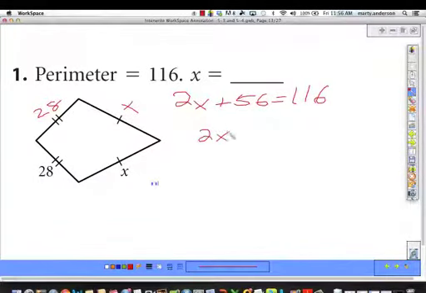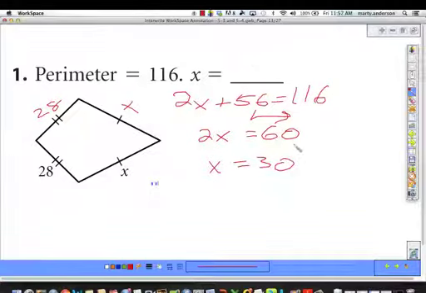Solving, let's move that 56 over. 2x equals 60 if my math is correct. x equals 30. I get 30. Based on what we know about kites, we can solve some simple problems.